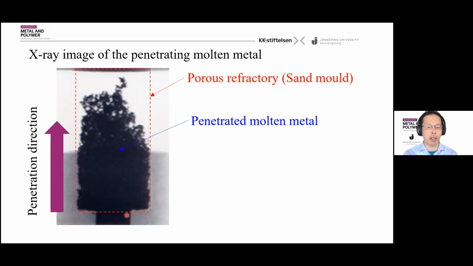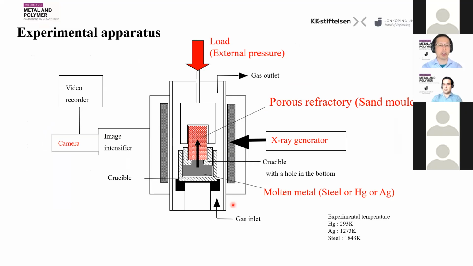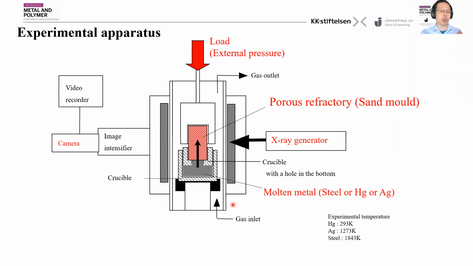Here is the bulk of the metal, and here is the interface between the porous refractory and penetrating molten metal here. So first, I'll show you, by the way, we can observe such a penetration behavior by using the X-ray apparatus, which you can find at the hospital, that kind of Röntgen apparatus to check your body, together with a furnace. And this is a schematic illustration.